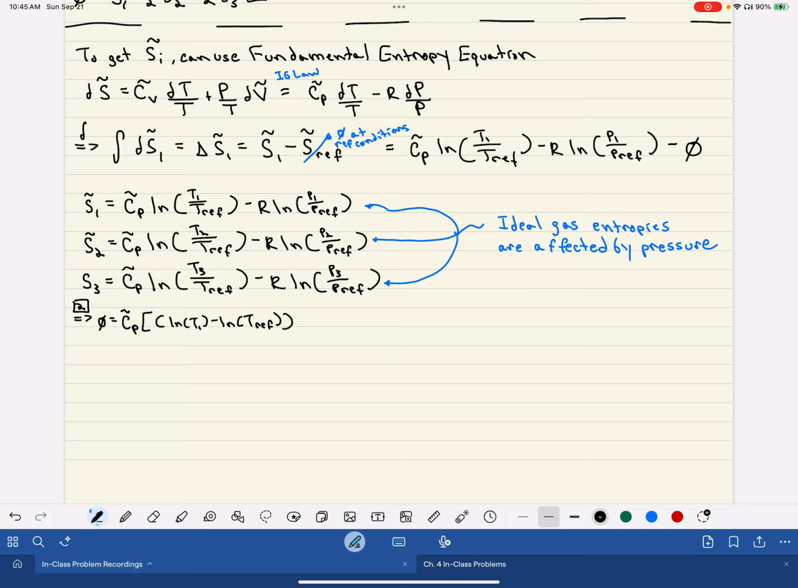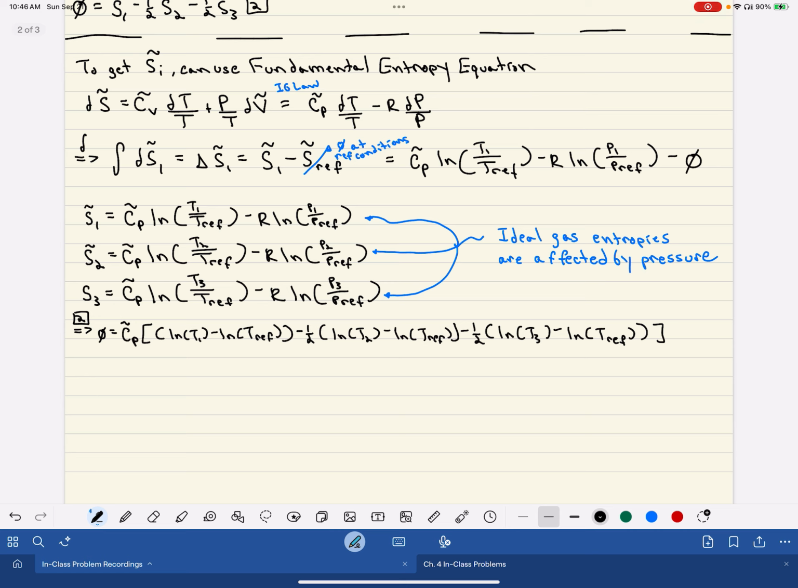That's one term. Then we have the entropy 2 temperature term. 1/2 ln of T2 minus ln of Tref. Then we're going to have the entropy 3 temperature term. Ln of T3 minus ln of Tref. Right, and that's all the temperature terms. So now I'm going to go to the next line.